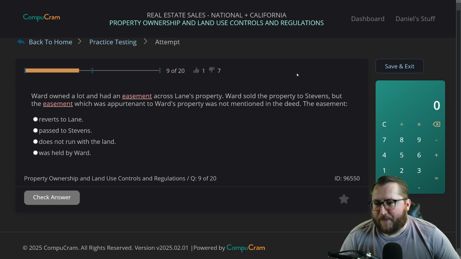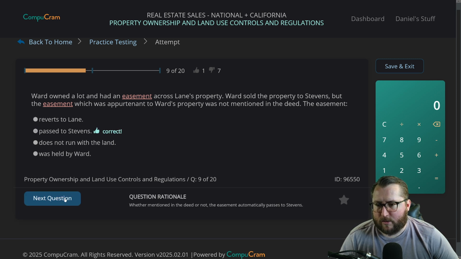Question number 9. Ward owned a lot and had an easement across Lane's property. Ward sold the property to Stevens, but the easement, which was appurtenant to Ward's property, was not mentioned in the deed. The easement reverts to Lane, passed to Stevens, does not run with the land, was held by Ward. Does it pass to Stevens?